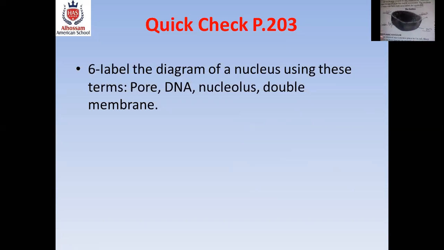Okay, so I will say the answer. From the left side, the upper part will be nucleolus. The lower part will be the double layer, the double membrane. From the right side, the upper one will be DNA, and the lower one will be pores.